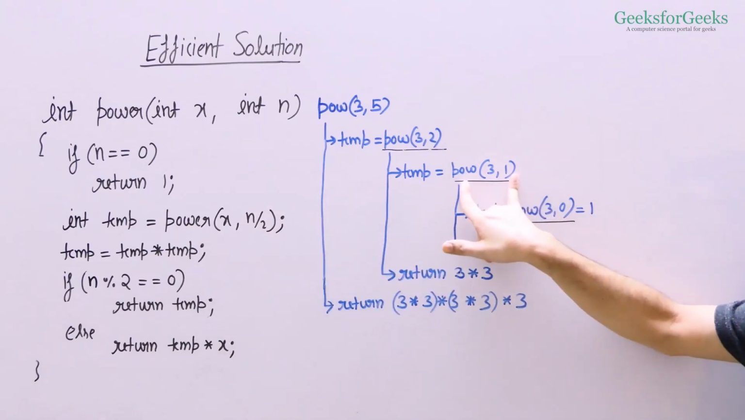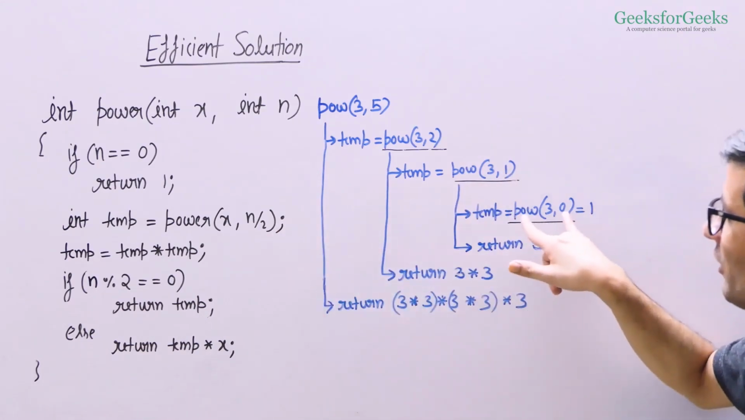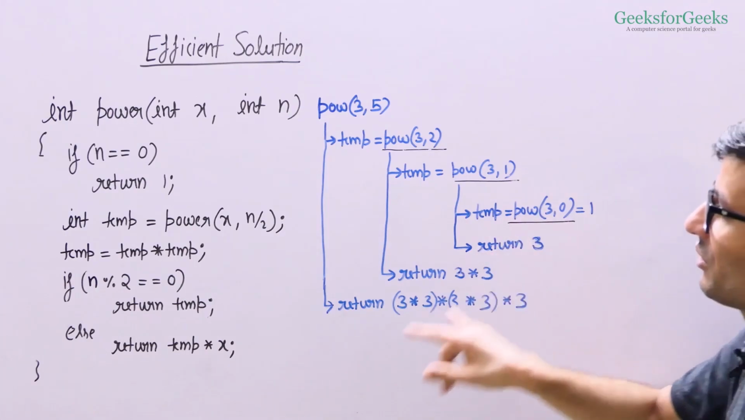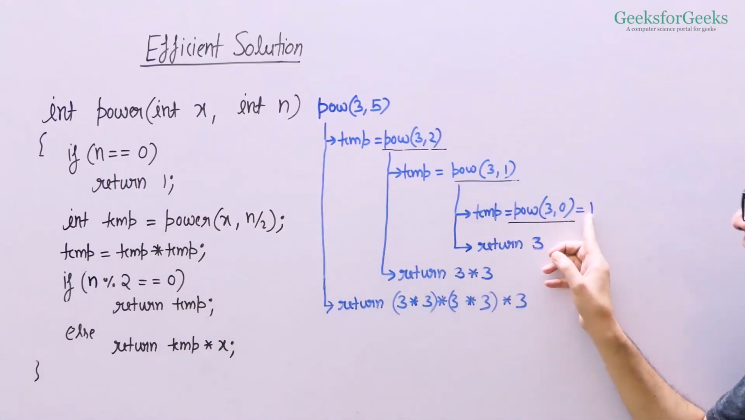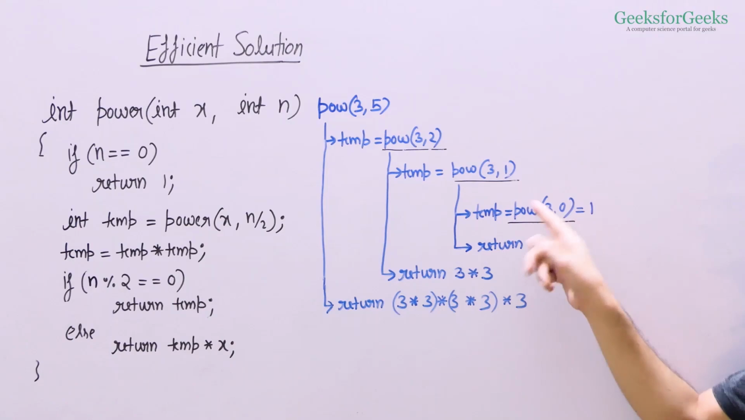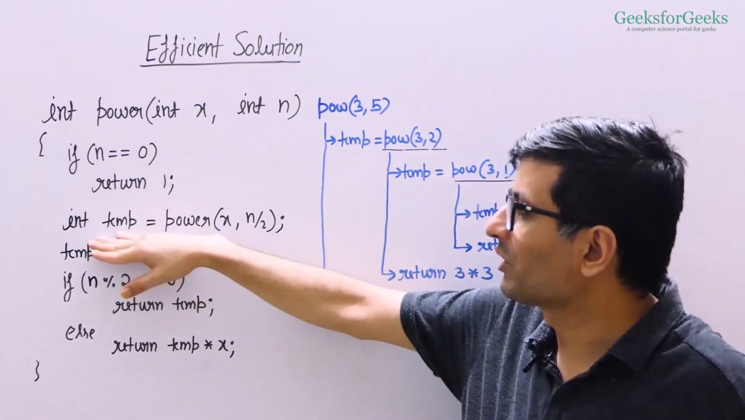So it makes a call for 3 1. And this call again stops here and it makes a call for 3 0 because 1 by 2 is 0. And when you call for 3 0, it falls into the base case. When it falls into the base case, it simply returns 1 to the parent call. So the parent call, which was waiting for this to finish, now has temp equal to 1. So the 3 1 call has temp equal to 1 at this point.